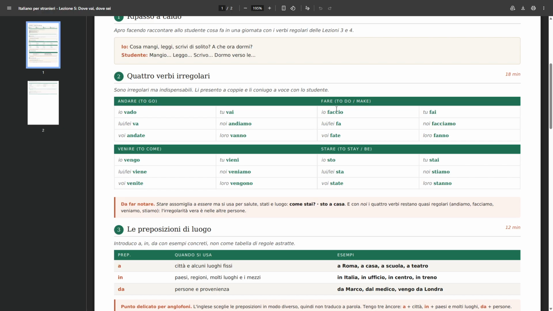Okay, then we have the verb fare. So to do, to make as well. It means both things. We have io faccio, so I do, I make. Tu fai, you do, you make. Lui, lei fa, he, she does or he, she makes. Noi facciamo, we do or we make. Voi fate, you plural do or make. Loro fanno, they do or make.